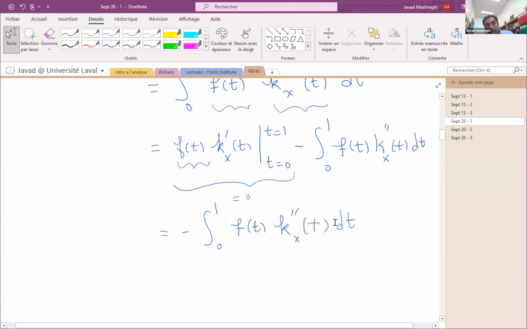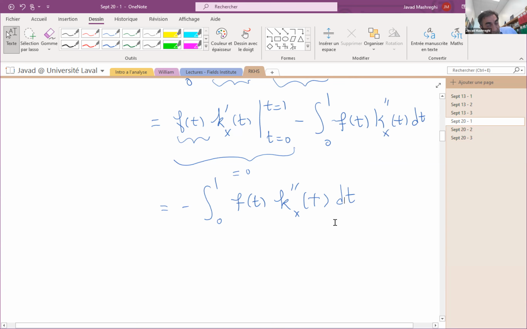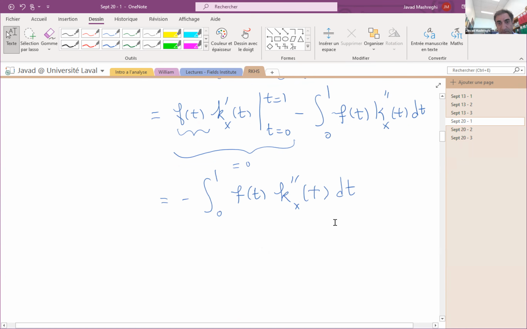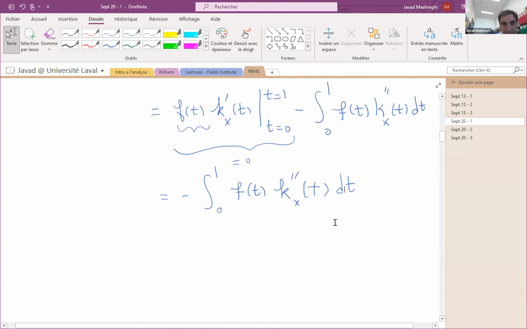True. But even if k is not twice continuously differentiable, we can give a meaning to this using the theory of distributions. The identity f of x equals the integral from 0 to 1 of f(t) k_x''(t) dt, with a minus sign, is also valid for functions which are infinitely differentiable with support inside the open interval (0, 1). That's the theory of distributions.